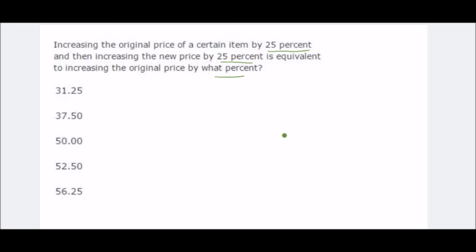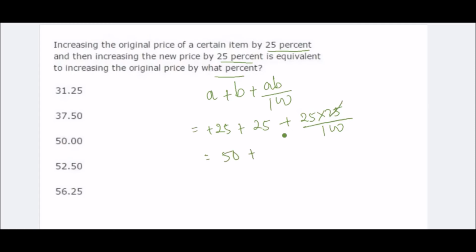Like before, the formula we have used is a plus b plus ab by 100. So a is positive because it is an increase, so a is plus 25, and b is also plus 25, it is also an increase, plus 25 into 25 divided by 100. So 25 plus 25 becomes 50 plus 25 4 times, that will become 6.25. The answer will be 56.25%. Our answer is the last option.